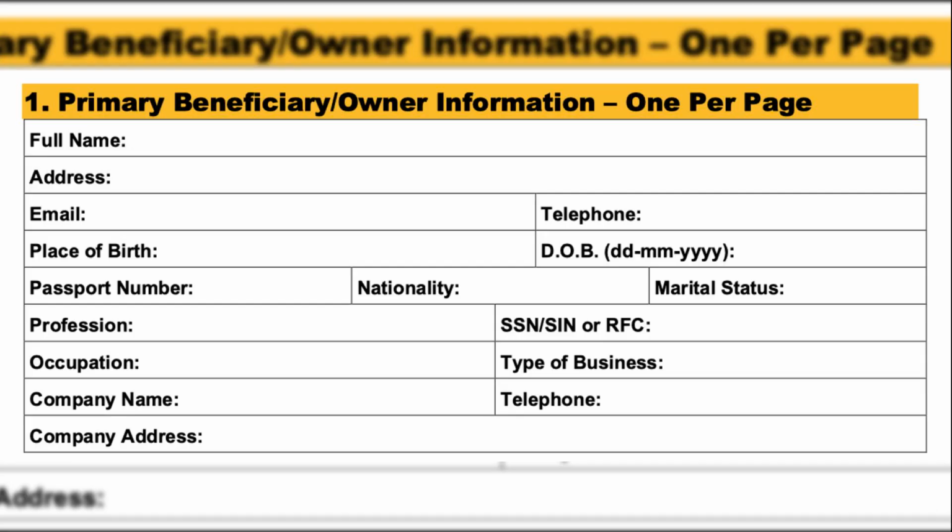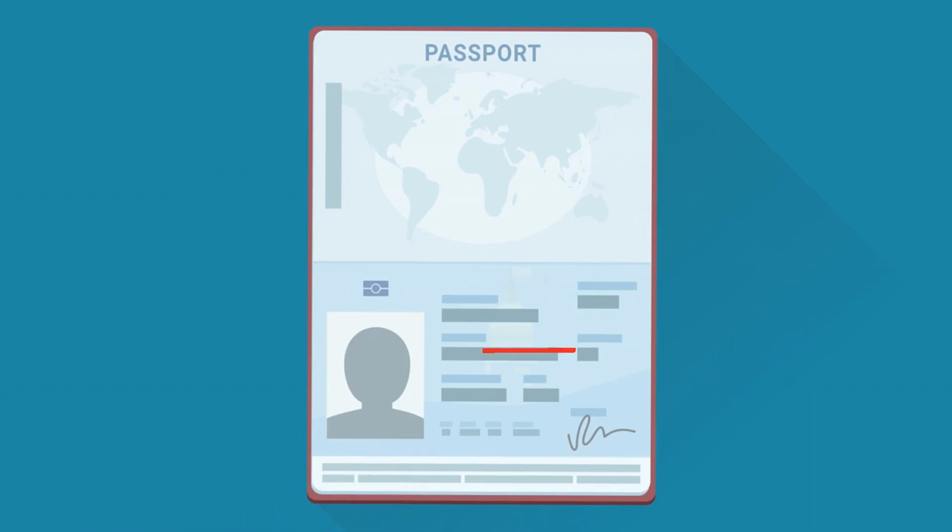Remember, fill every field. If something doesn't apply to you, write NA, short for not applicable. Your name has to be exactly as on your passport. Example, if your passport says Margaret Ann Smith, write it exactly like that, no abbreviations.